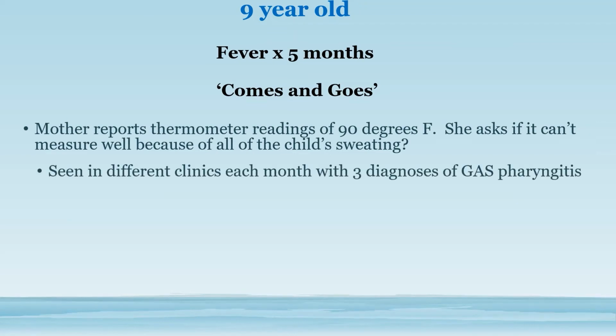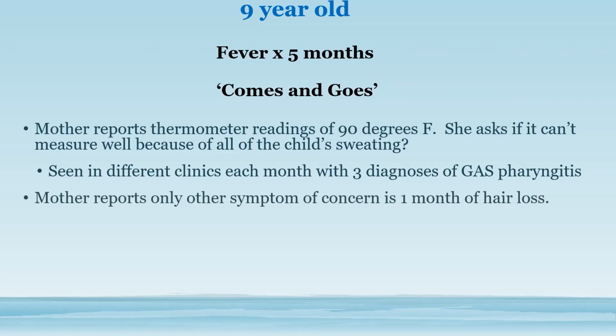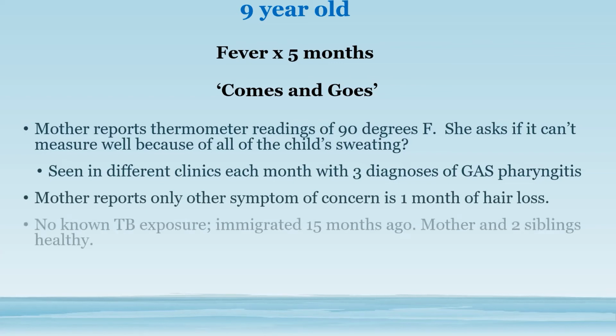And so mother had been taking her to several different clinics. Each month, at least 3 of those occasions, she had been diagnosed with group A strep pharyngitis. Because this was certainly still part of our COVID pandemic, she had had numerous COVID tests that were all negative. And mother said really the only other symptom the child was having was 1 month of hair loss. There were no known TB exposures. They had immigrated 15 months ago. Mother and our patient's 2 siblings were healthy.